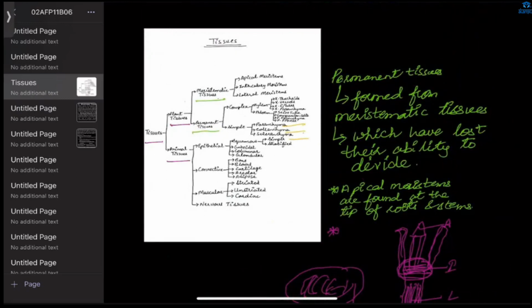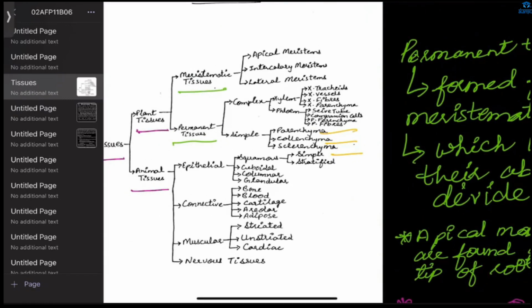Every plant tissue is covered now. Now, Arham, just elaborate plant tissues within 5 minutes. What have you understood today? What is a plant tissue, and how is it divided? You can define it in a single line. Try to define.